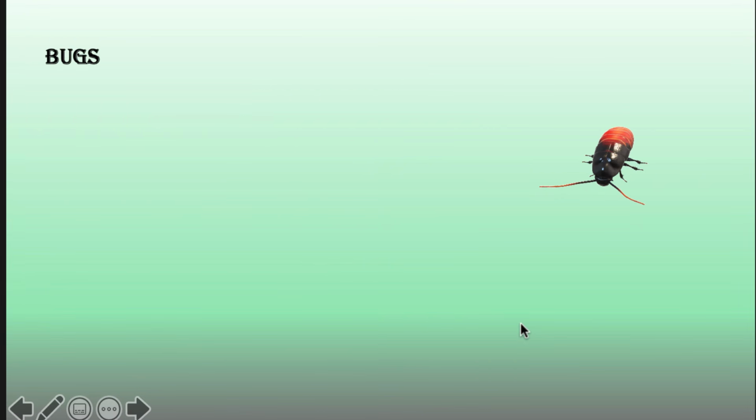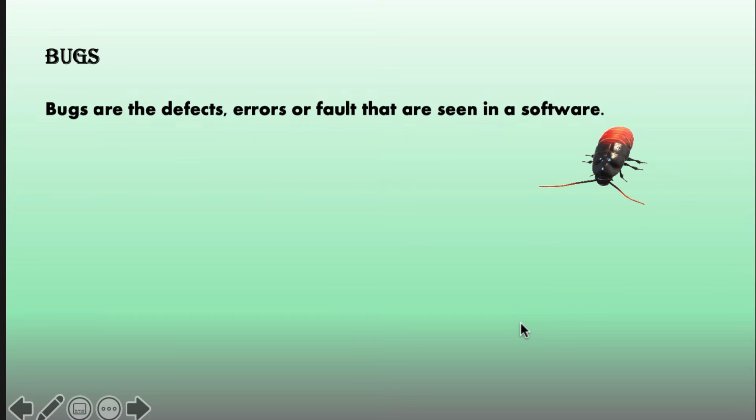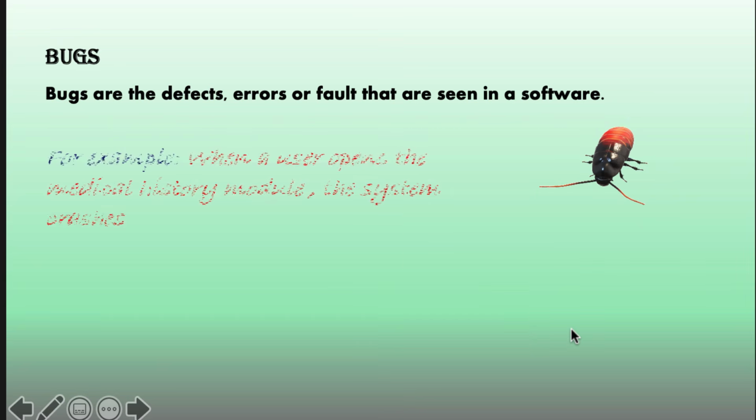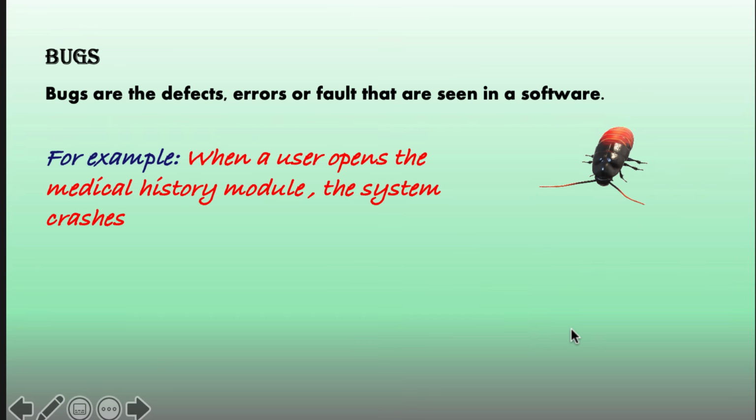Bugs are defects, errors, or faults that are seen in a software. For example, when a user opens medical history module, the system crashes. With that, we have completed the revision of Scrum concepts, and further in the course, we will see how to do different things in Jira.